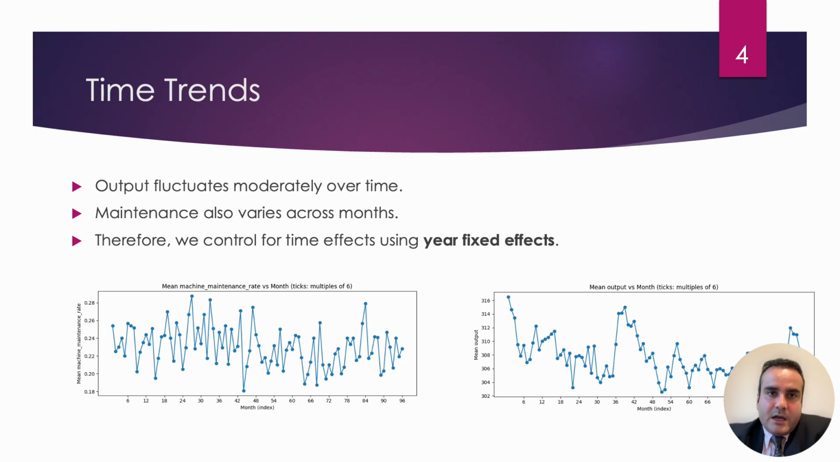Next, I examine how output and maintenance change over time. The time series plots show that output fluctuates moderately across months, while maintenance rates also vary across time. Because these time effects could influence production independently of maintenance decisions, the regression model includes year-fixed effects to control for systematic change over time.